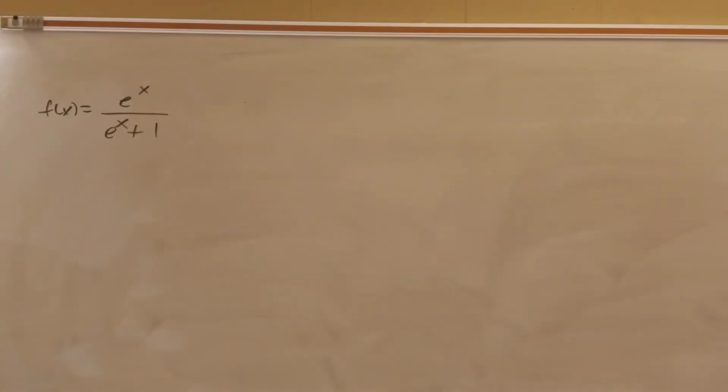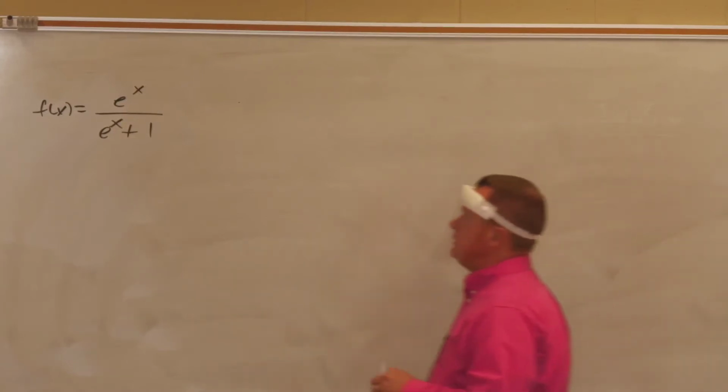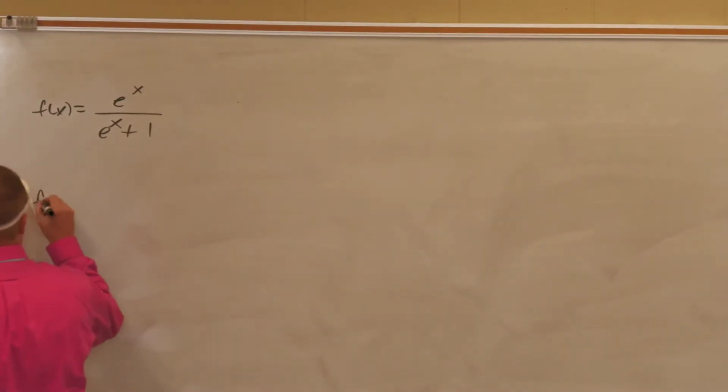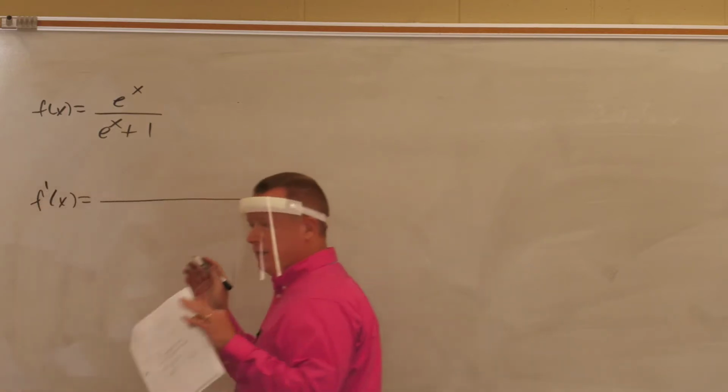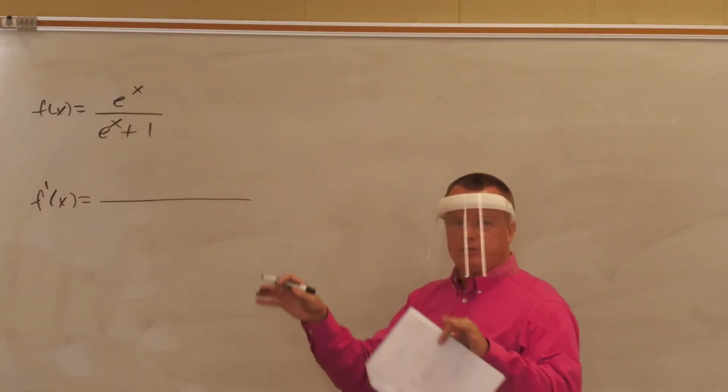Quotient, all right, quotient rule. So the derivative of f is equal to, all right, so I would take the bottom first. So it's the bottom times the derivative of the top.